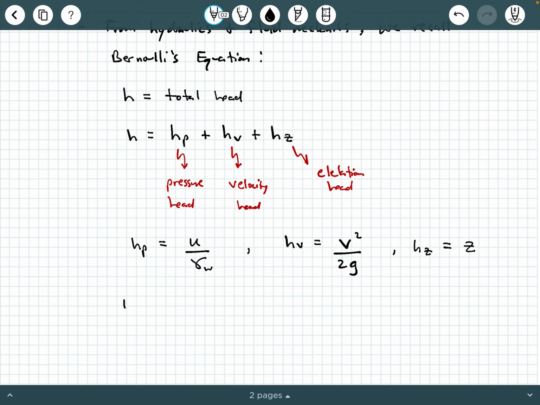Okay, so we'll make some notes here. U is called pore water pressure. And of course, gamma sub W is the unit weight of water, so I'm not going to write that down. V is velocity. G is acceleration due to gravity, so that would be like 32.2 feet per second squared or 9.81 meters per second squared. And then Z is just an elevation or a distance, okay? So these are the two that we need to make sure we remember most notably, okay?